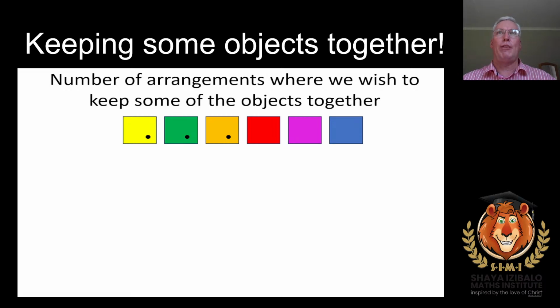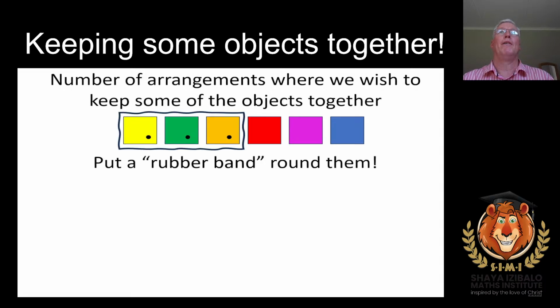Now, the little conceptual trick here is that we put a rubber band around those that we want to keep together. All right, so there they are. Now, we've actually only got 4 objects. We've got the composite object, the big one, and we've got the red one and the purple one and the blue one. So we've got 4 objects. How many ways can we arrange 4 objects? Yeah, I hear you say it. 4 factorial.